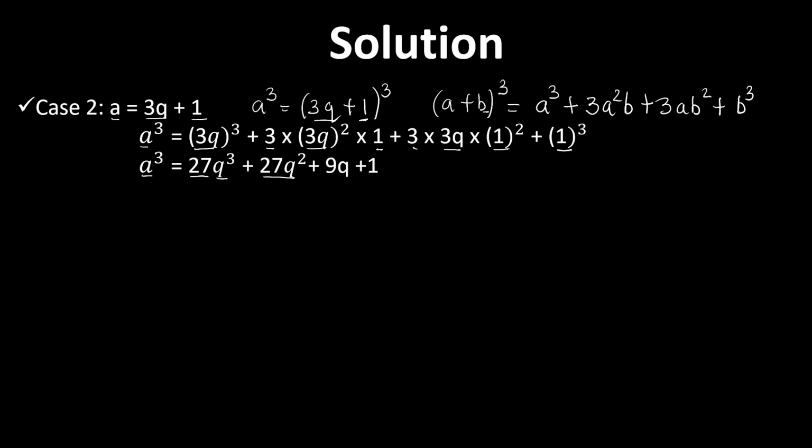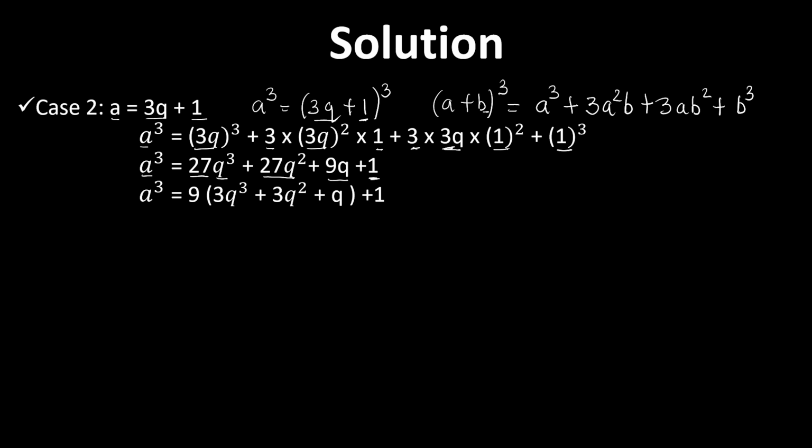3 into 3q whole square into 1 will give us 27q square, because 3q whole square will become 9q square. When 9q square is multiplied with 3, we are going to get 27q square. Multiplied with 1 will lead us to again 27q square. Now 3 into 3q is 9q, and 9q into 1 whole square will again give us 9q only, plus 1 whole cube. So the cube of 1 will be again plus 1 only.